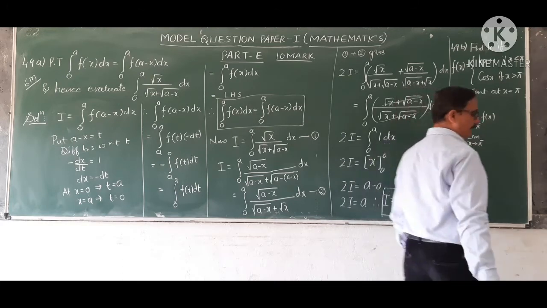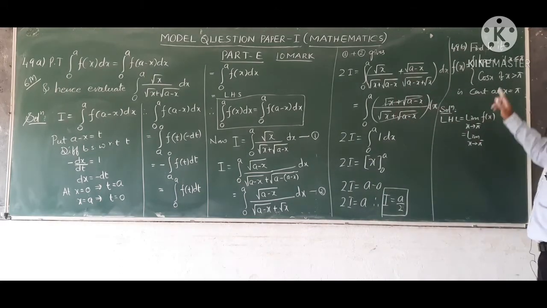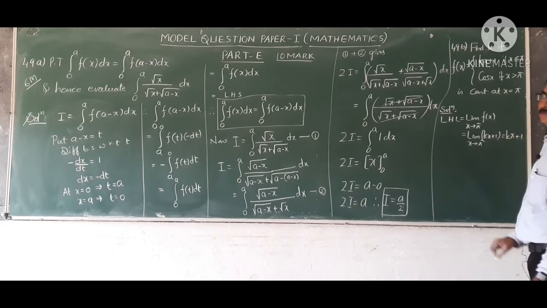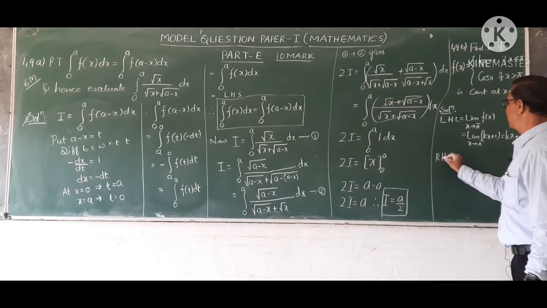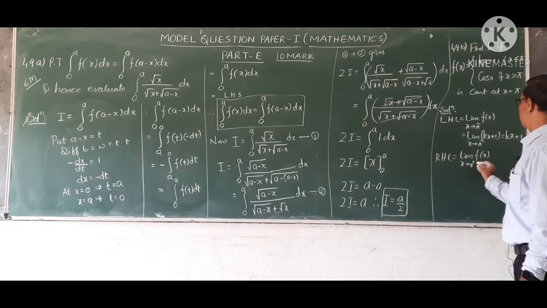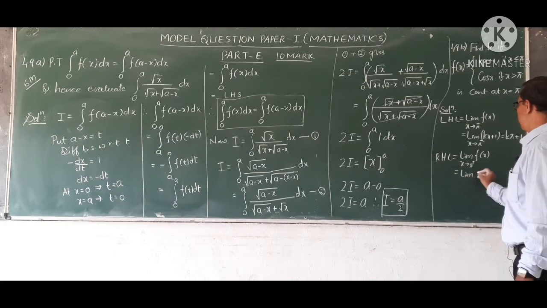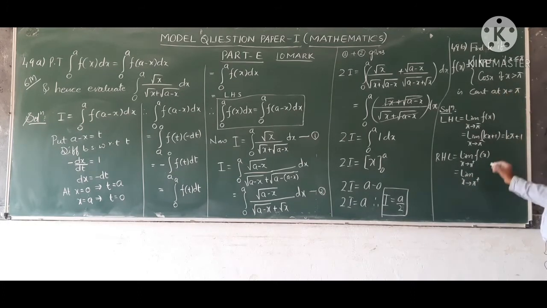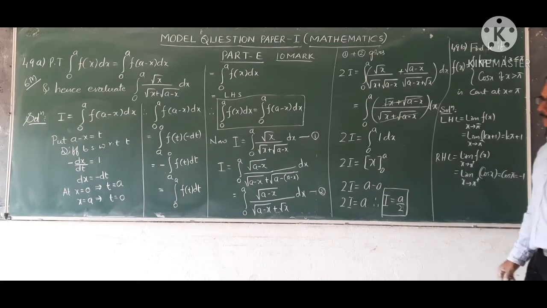Select the function f of x such that x is less than pi, which is kx plus 1. Put x equal to pi: k pi plus 1. Then to find RHL, limit of f of x as x tends to pi plus, select the function f of x such that x is more than pi, that is cos x. Put x equal to pi: cos pi, cos 180 is minus 1.